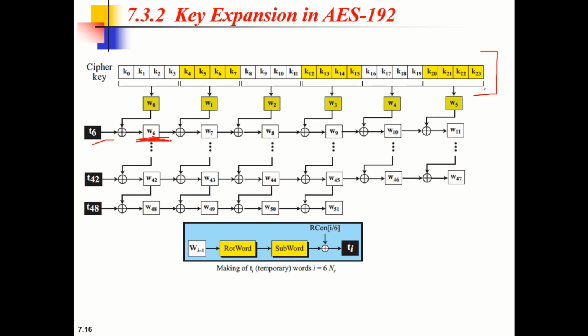So if it is a multiple of 6, then we'll be dealing with it as we dealt with the W4, W8 in case of AES 128. So here also we will use a temporary word and will be XORing it with the word which is 6 steps back now. Okay, because we have 6 words over here. So this process will go on, okay, up to the last round. Fine. So this is about AES 192.